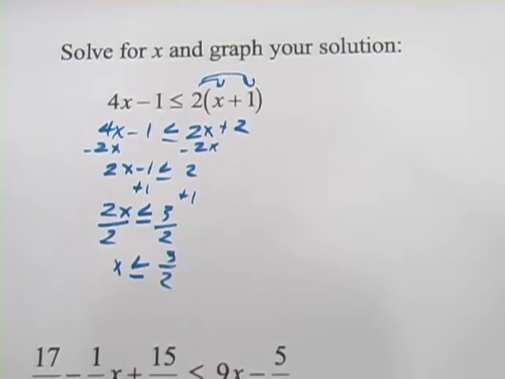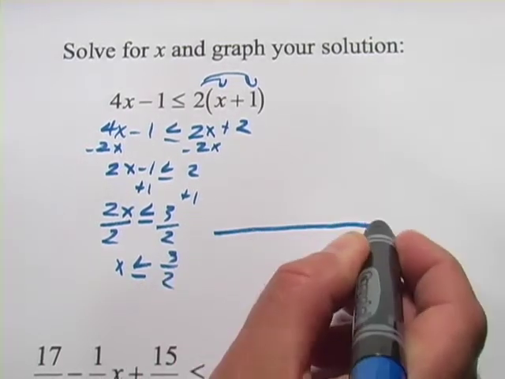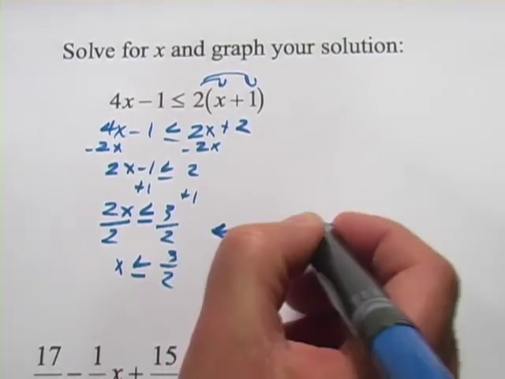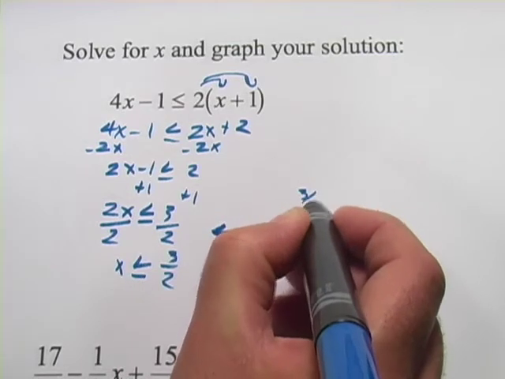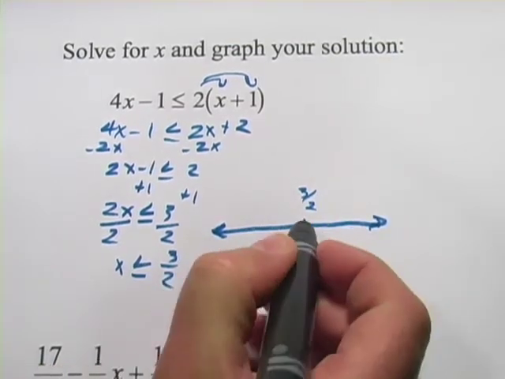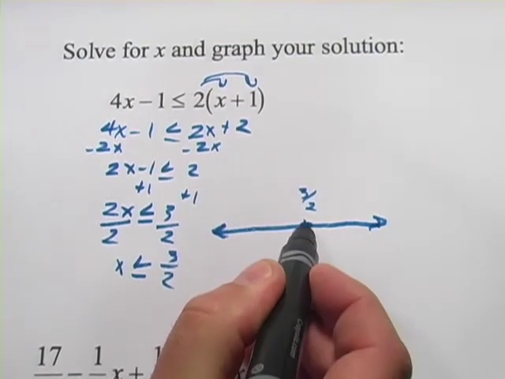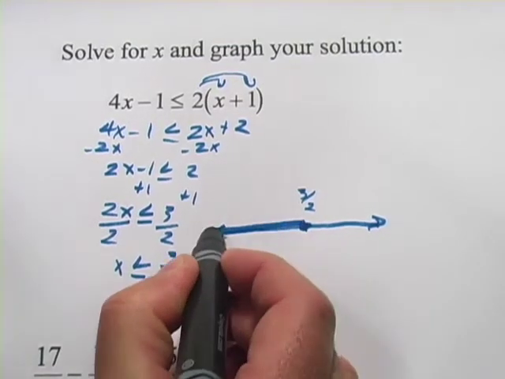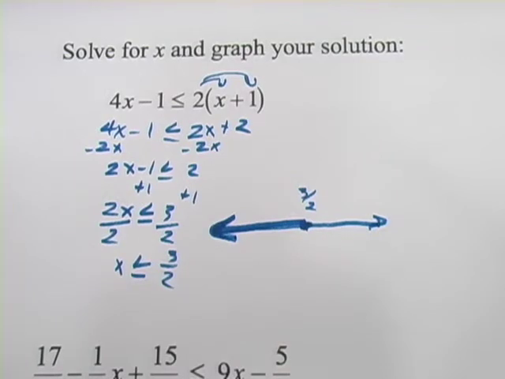I would graph this on a number line, most likely, and put in my point 3/2 here. And x is less than or equal to, so x is going to include 3/2 and go this way. So we'll shade this area in on our number line.